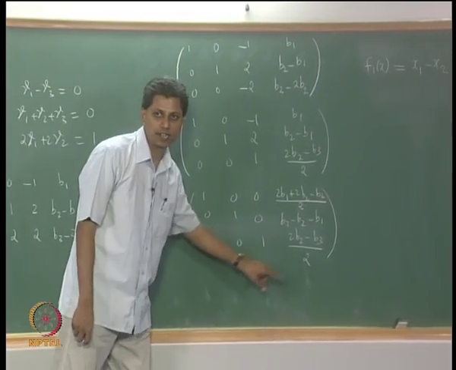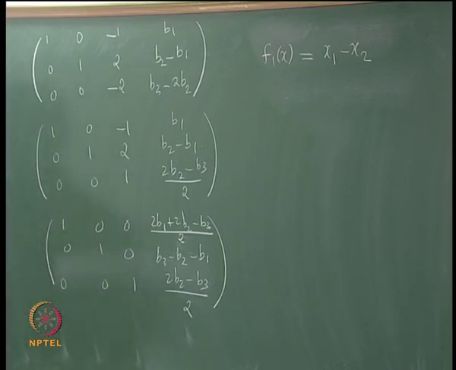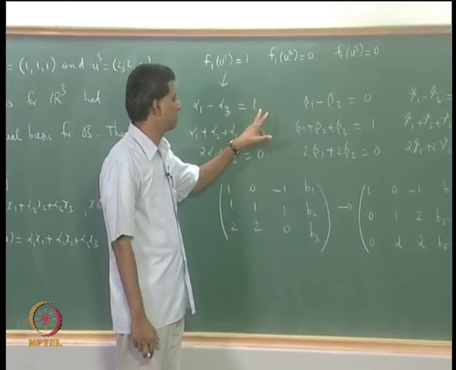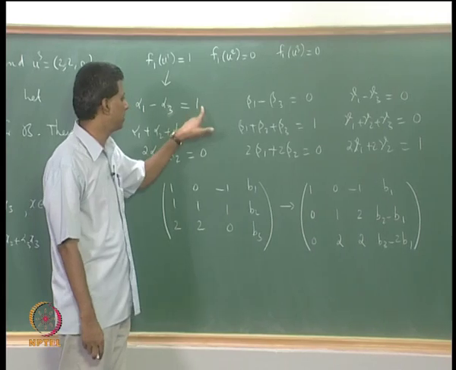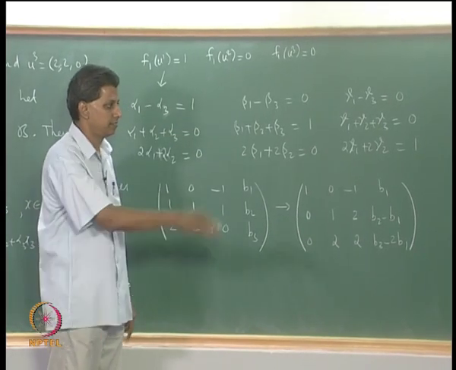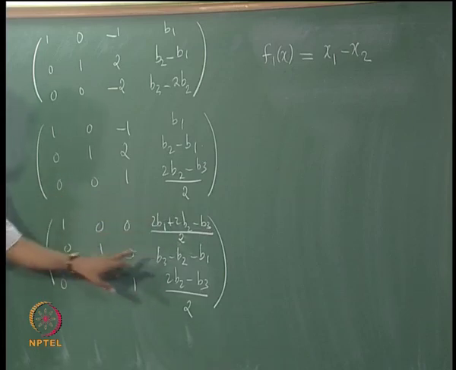This is for a general right hand side vector B. To determine the solution corresponding to this system, I will replace the right hand side vector by this vector. This is B1, this is B2, this is B3, just substitute there. And then these are diagonal entries. The first equation gives you alpha 1 equals this, alpha 2 equals this, alpha 3 equals this, where B is 1, 0, 0. Okay, what happens to the second one?